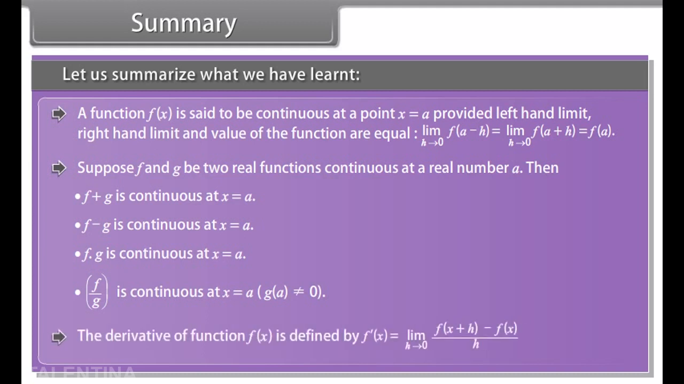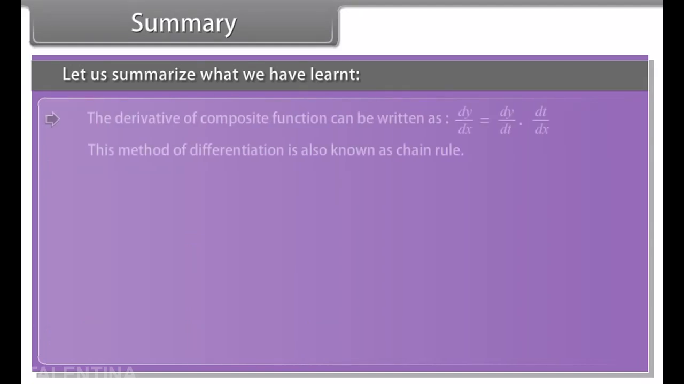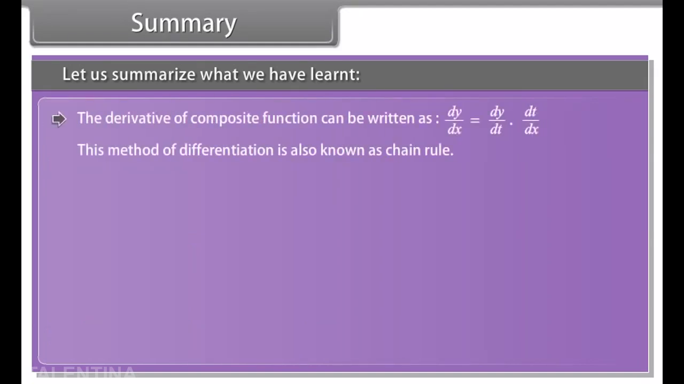The derivative of function f of x is defined by f dash x is equal to limit h approaches 0 of f of x plus h minus f of x divided by h. The derivative of a composite function can be written as dy by dx is equal to dy by dt into dt by dx. This method of differentiation is also known as chain rule.